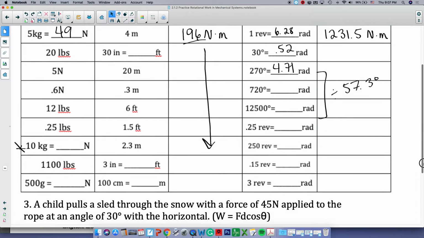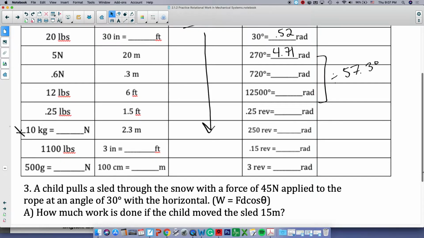Alright, so down here we have a few of them that are a little bit trickier. We got revolutions into radians. So you're going to use that 2 pi conversion or that 6.28. So let's just treat it like tracks. So 0.25 revolutions. Well, we know that in 1 revolution, we're looking to cancel out the revolutions so that they go opposite each other. There are 2 pi radians, or 6.28, whichever one you prefer.